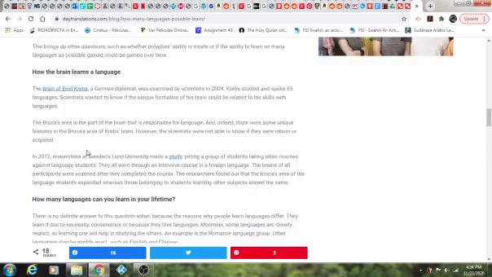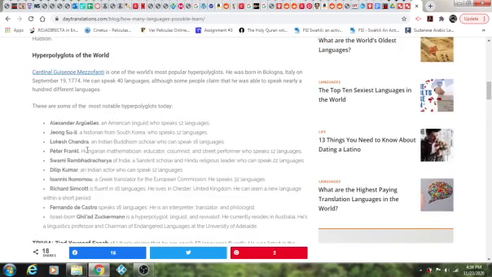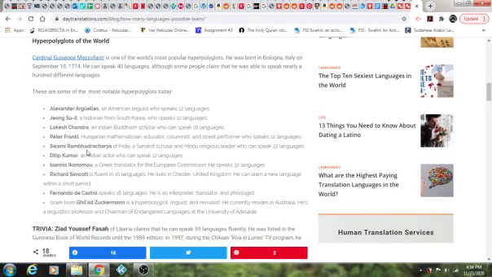All right, and then you have some examples of famous hyperpolyglots. And it's debatable how much of this is legit, right? Because it depends on whether all these languages are at B2 or above levels. So you have some famous ones here.